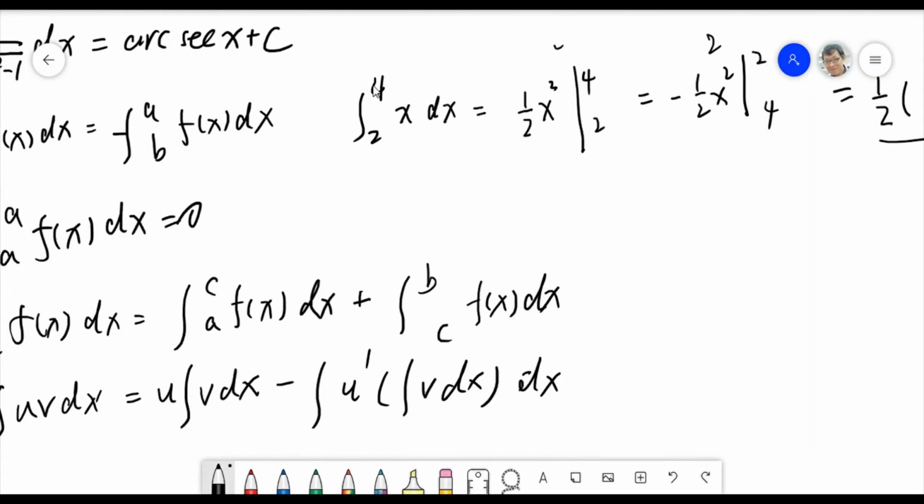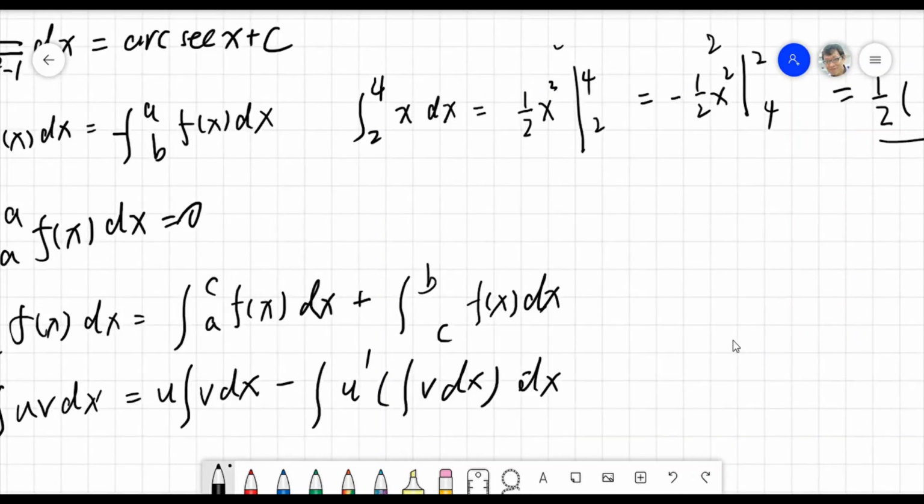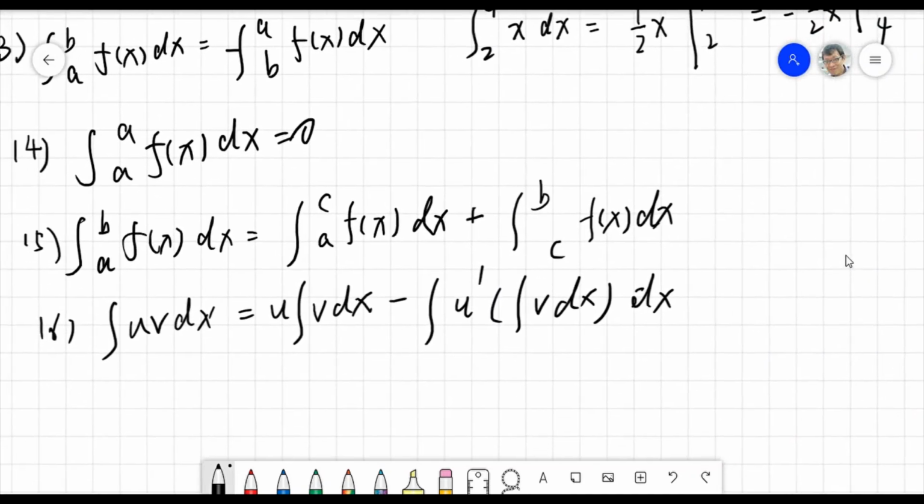We can make it the same here, like 3 to 2 and 4 to 3. I think definitely we can get the same answer. If you don't believe, just try.